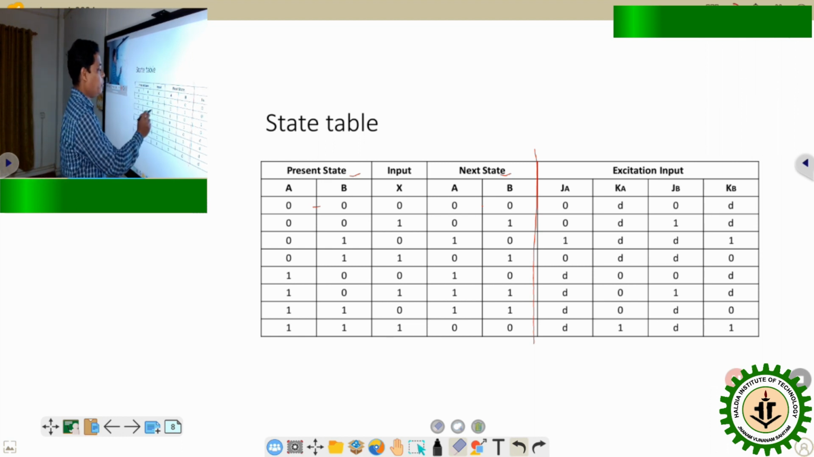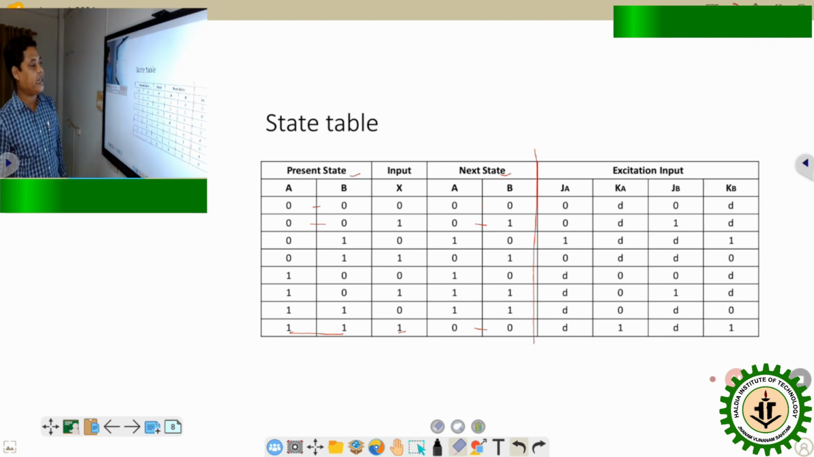0 0 to 0 0, 0 0 to 0 1, and up to if the state equals 1 1, for the given input 1, the state is changing to 0 0. After preparing this present state next state table, we have to prepare one excitation table with which we need to design the circuit. This circuit will be designed for this particular case by using JK flip-flop, as 2 flip-flops are required.